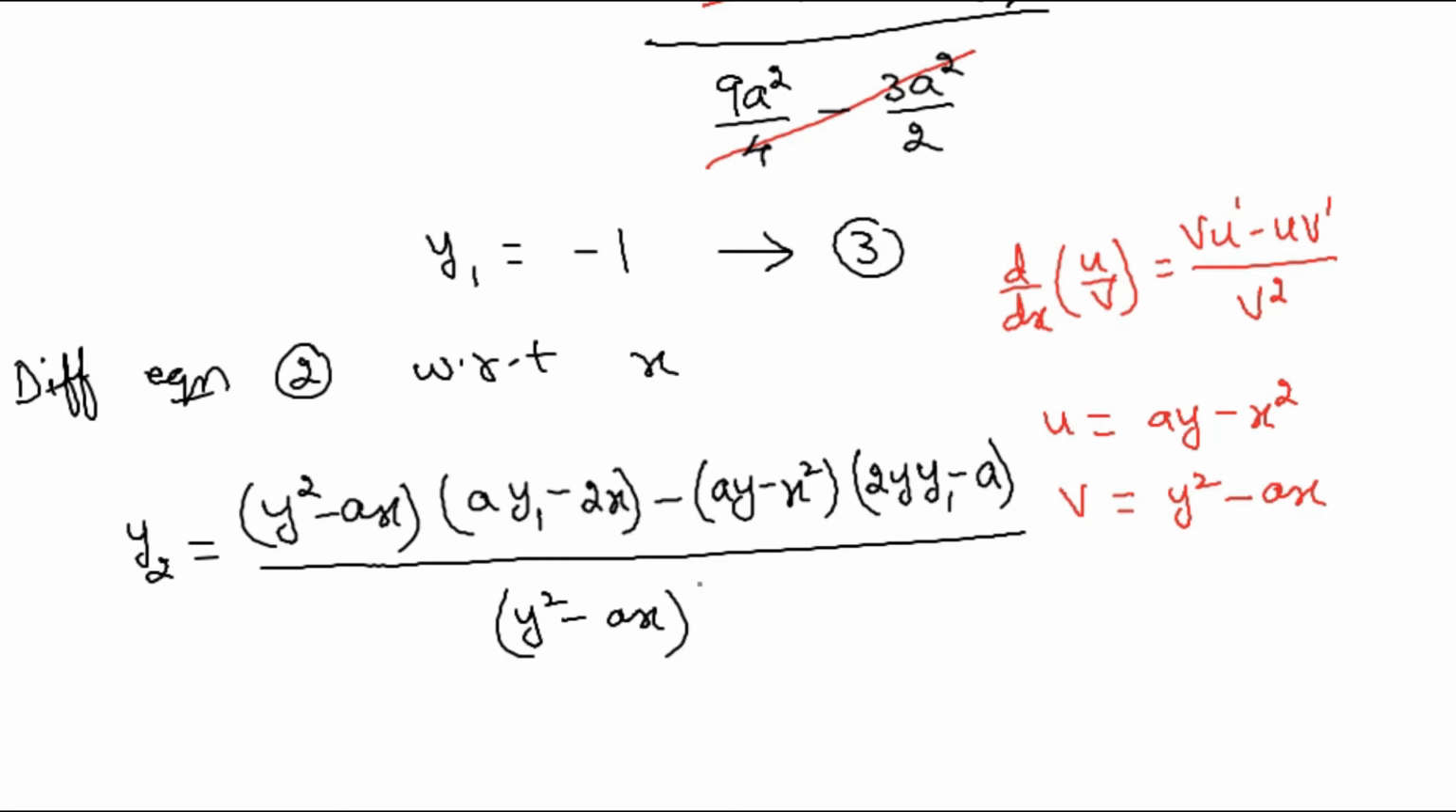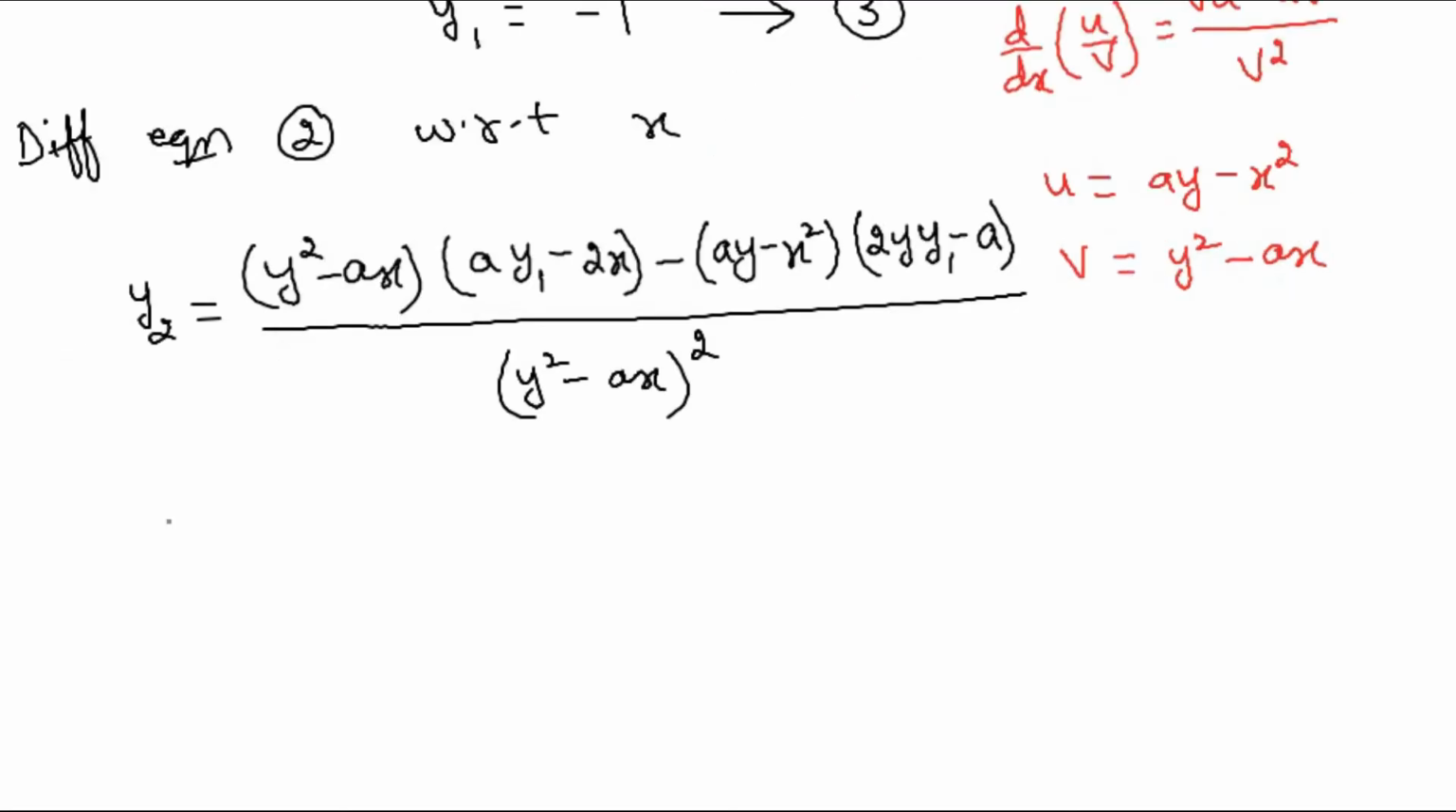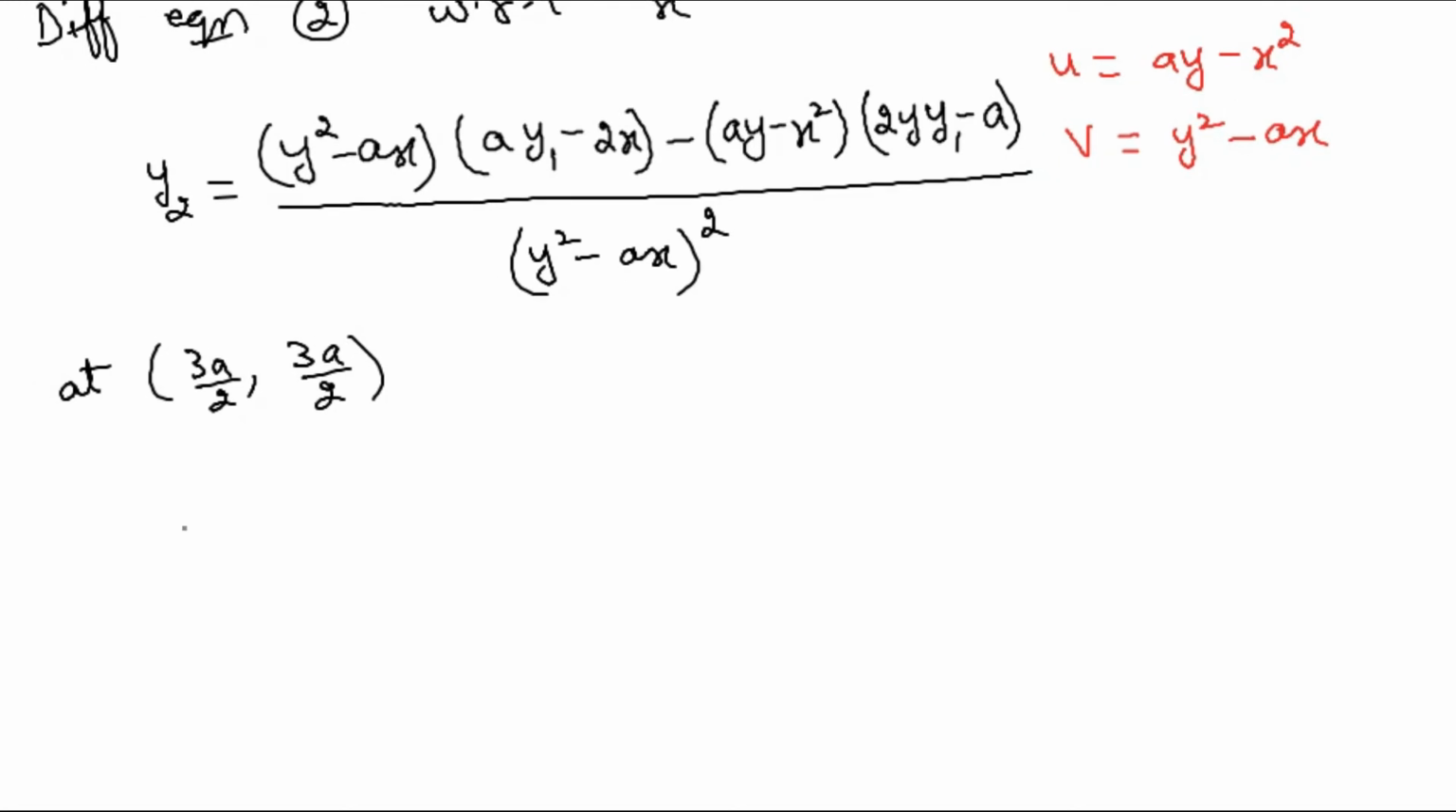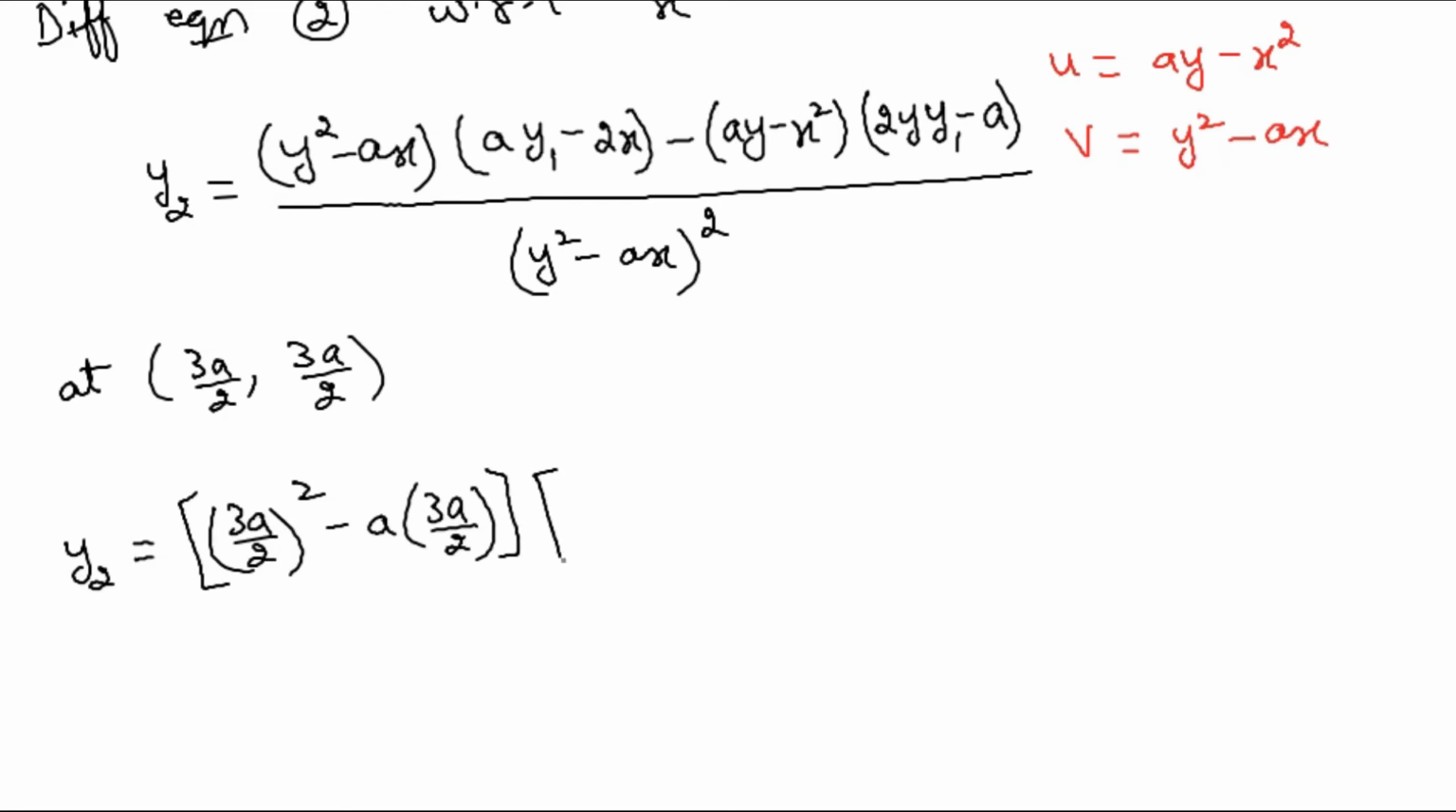So we got the value of y2. Now let us find out the value of y2 at the point 3a by 2 comma 3a by 2. So let's simplify it over here. y2 to be equal to, y value over here is 3a by 2, so it is 3a by 2 whole square, minus of a into x value, which is 3a by 2. Then you have a into y1.